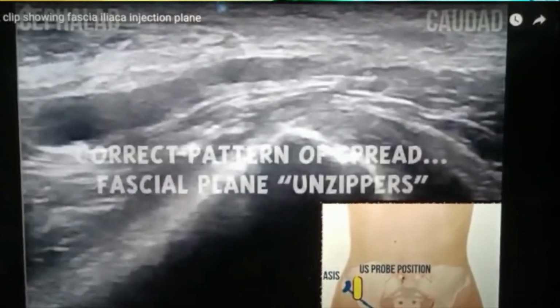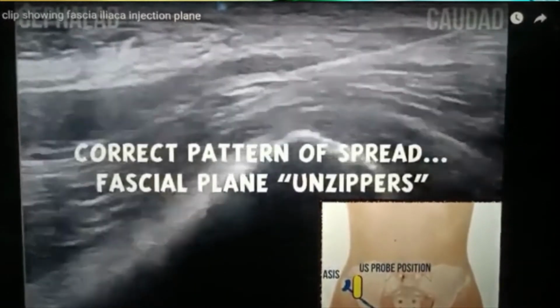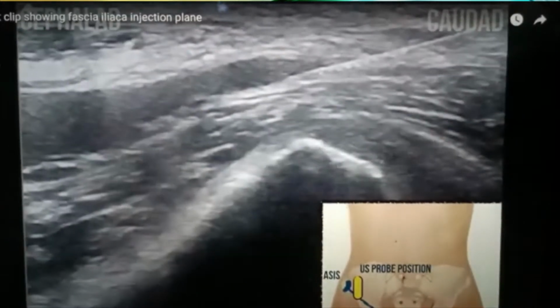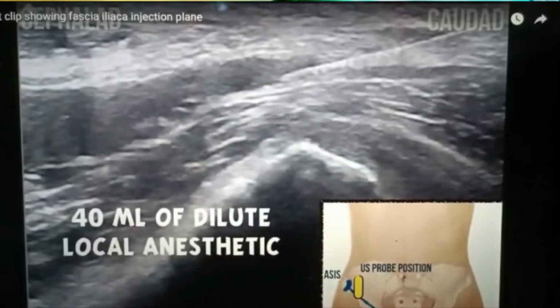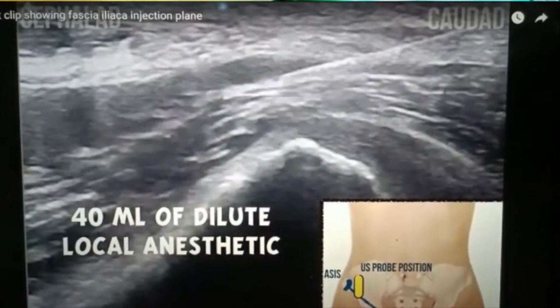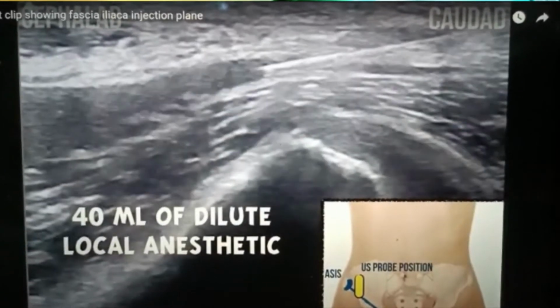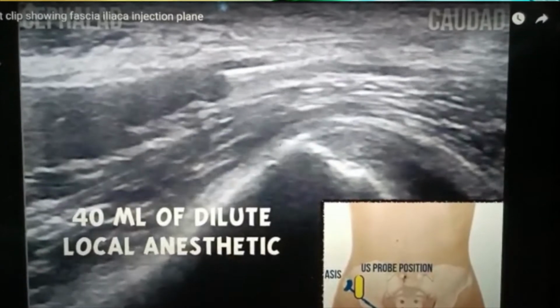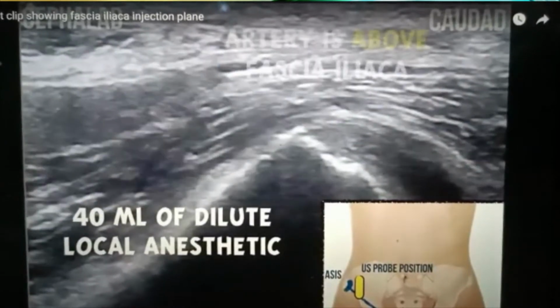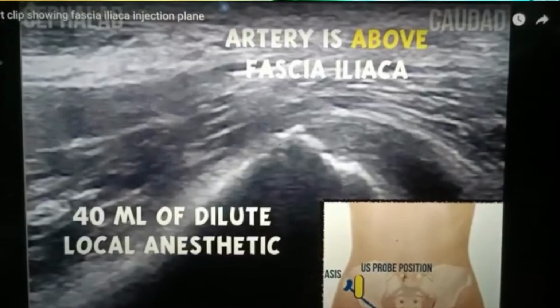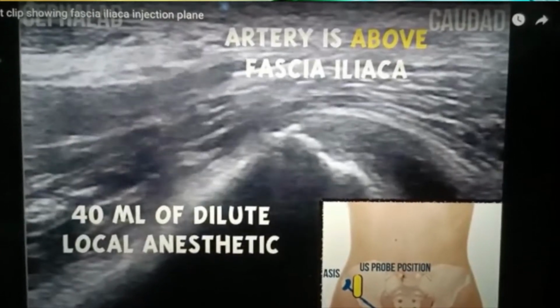Yes. Now, after you give the local anesthetic, it spreads nicely. Sometimes people say this is a zipper. It's like a zip. When you give, it opens up. How much to give? About 30 to 40 ml of your LA.